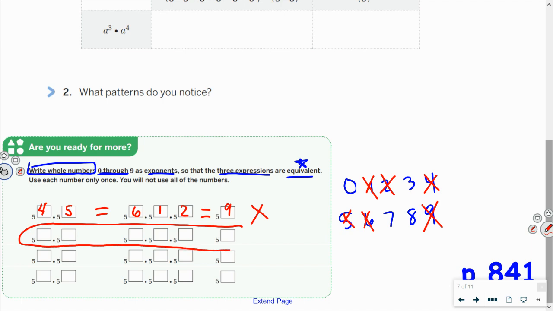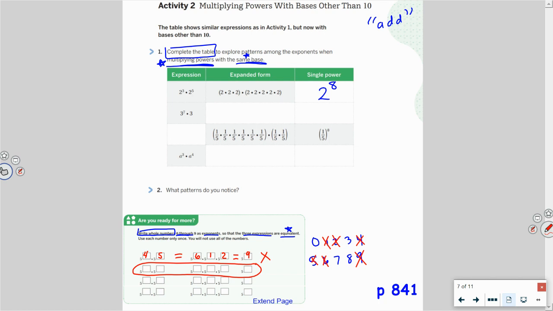I put extra blanks in case students could come up with another one, but just pause, complete table for activity 2, do number 2, what patterns do you notice, and then let's head down to the are you ready. Pause, come on back when you're ready.